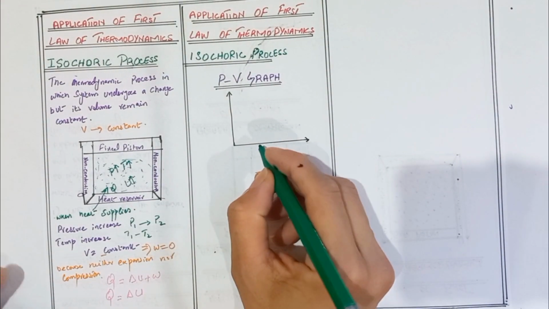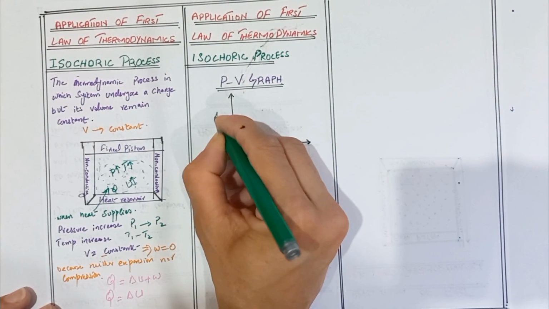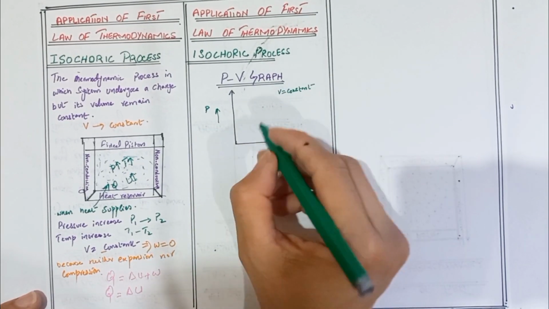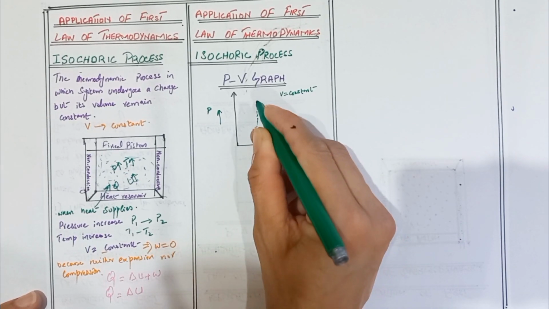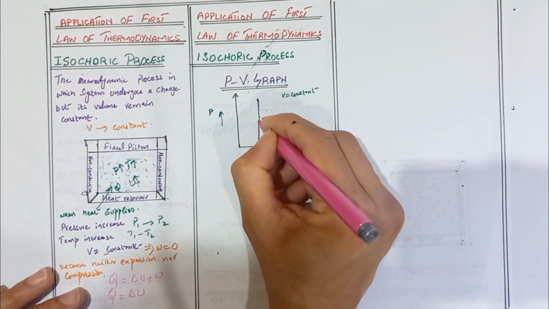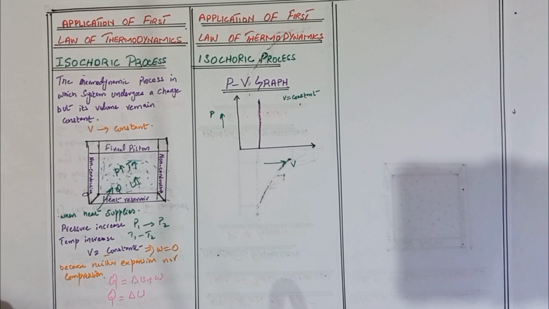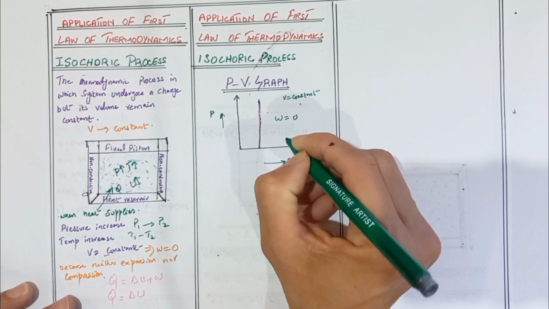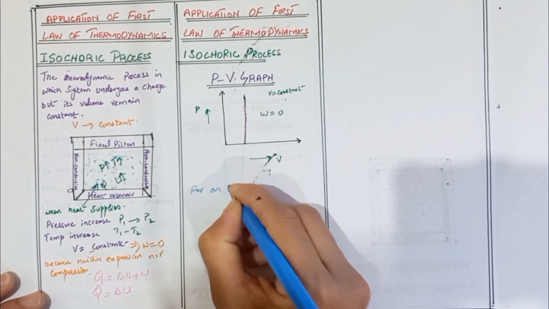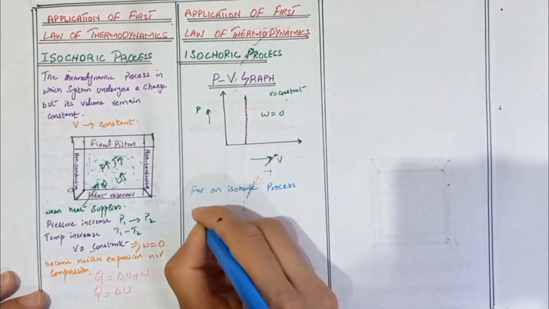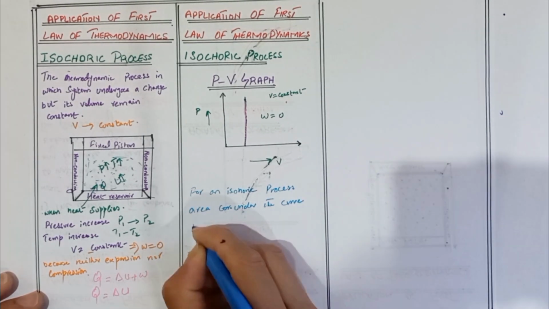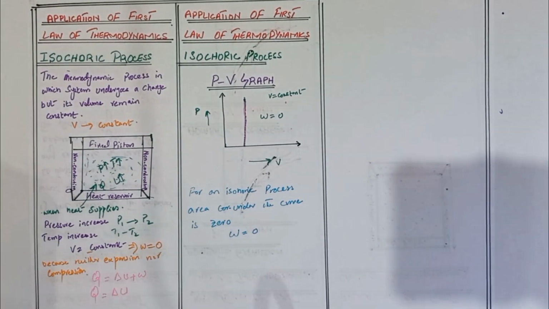Now we discuss the PV graph of the isochoric process. On the x-axis we take the volume and on the y-axis we take the pressure. Volume is constant, so here the graph is a straight line. This is the graph of the isochoric process with the volume constant. In this case, work done is equal to 0. For an isochoric process, the area under the curve is 0, so work done is equal to 0.